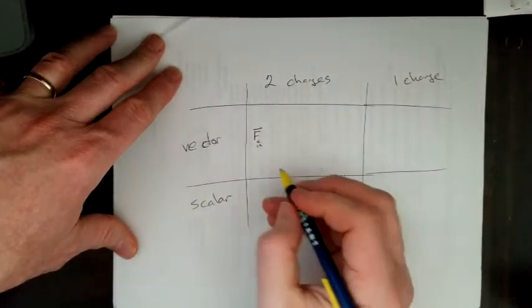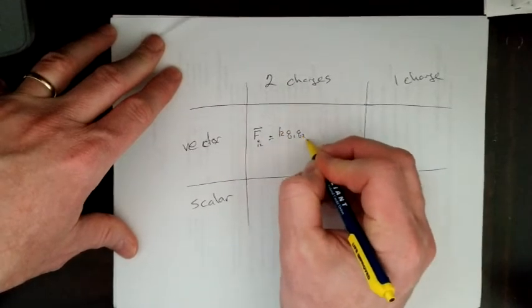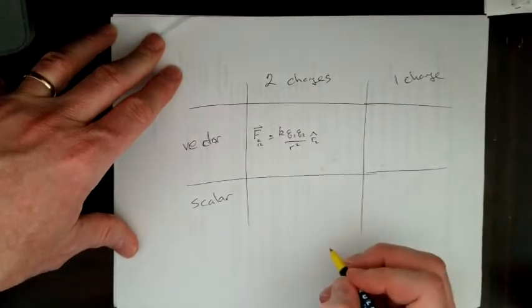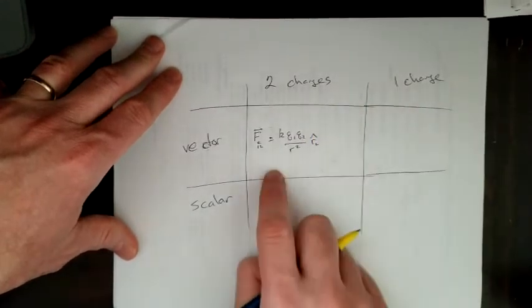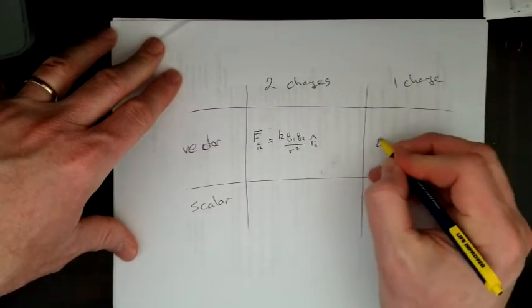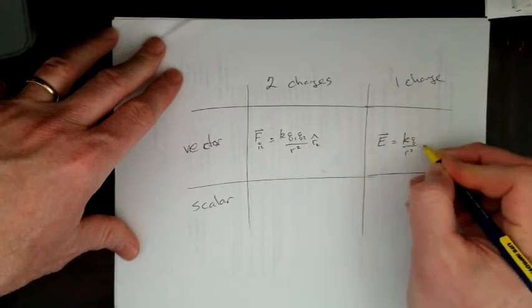Electric force 1 on 1 from 2 is equal to k q1 q2 over r squared r2 hat. If I'm dealing with only one charge, I can't talk about force because forces require two objects. This has only one object, but I can talk about the electric field: kq over r squared r hat.